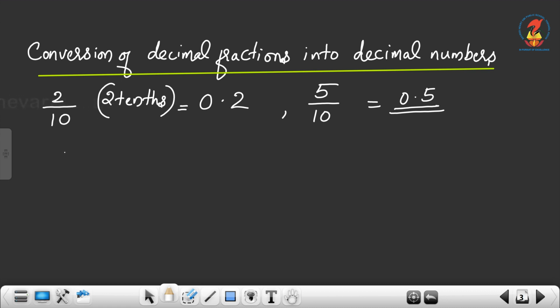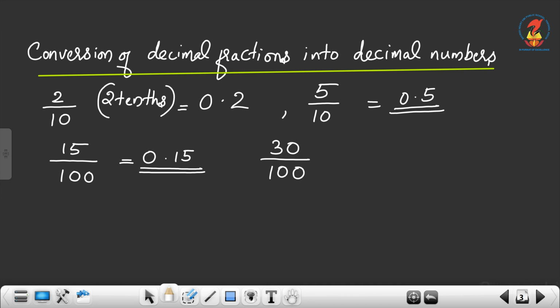Now, next, 15 by 100. 15 by 100 is a decimal fraction. We have to write down the decimal number. Count the number of zeros in the denominator. There are 2 zeros. Therefore, you have to move 2 digits in the numerator, starting from the unit digit, 5, 1. Move these 2 digits to the right and put the decimal point. So, the answer is 0.15.